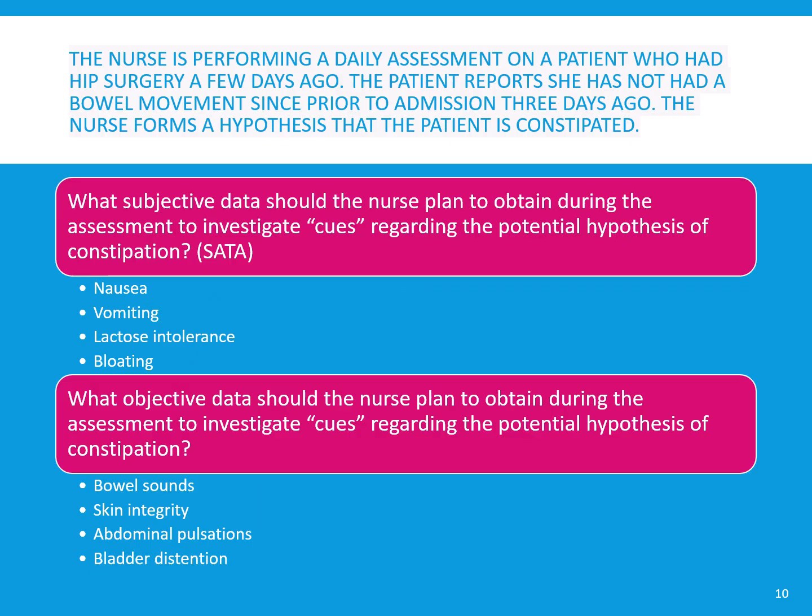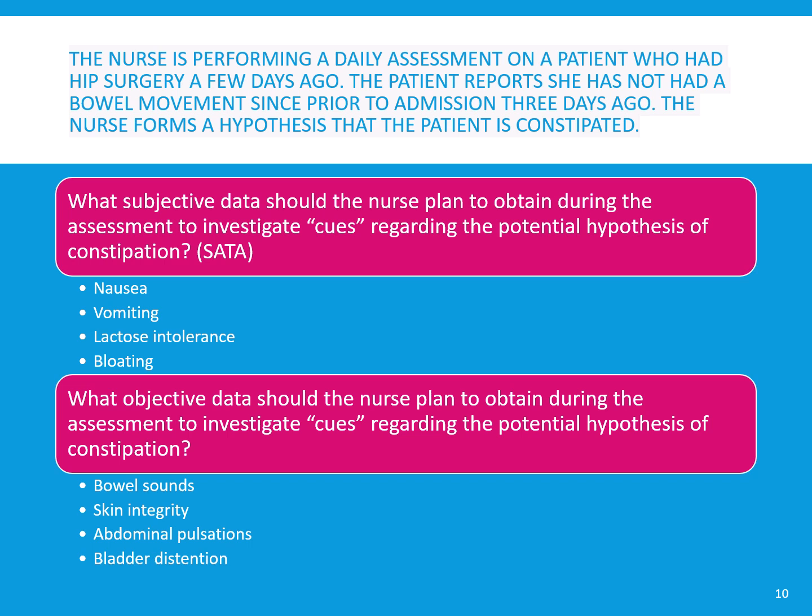So let's take a look at this scenario here. A nurse is performing a daily assessment on a patient who had hip surgery a few days ago. The patient reports that she has not had a bowel movement since prior to admission, and the nurse forms a hypothesis that maybe the patient is constipated. So, what subjective data should the nurse plan to obtain during the assessment to investigate the cues regarding the potential hypothesis of constipation? This is select all that apply: nausea, vomiting, lactose intolerance, and bloating.